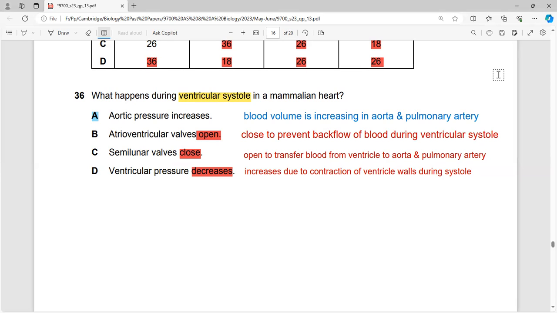The atrioventricular valve is supposed to be closed. Why? Because it is supposed to prevent the backflow of blood. So if the ventricle is contracting, the atrioventricular valve is supposed to close. Here it is written open, so it's a wrong option. What about C, the semilunar valve? It's supposed to open, because if the ventricle is contracting, the blood is transferring from the ventricle to the aorta. So this close is wrong here. Ventricular pressure is increasing. Why? Because the ventricle is contracting, so its pressure is increasing. So A is our correct option here.